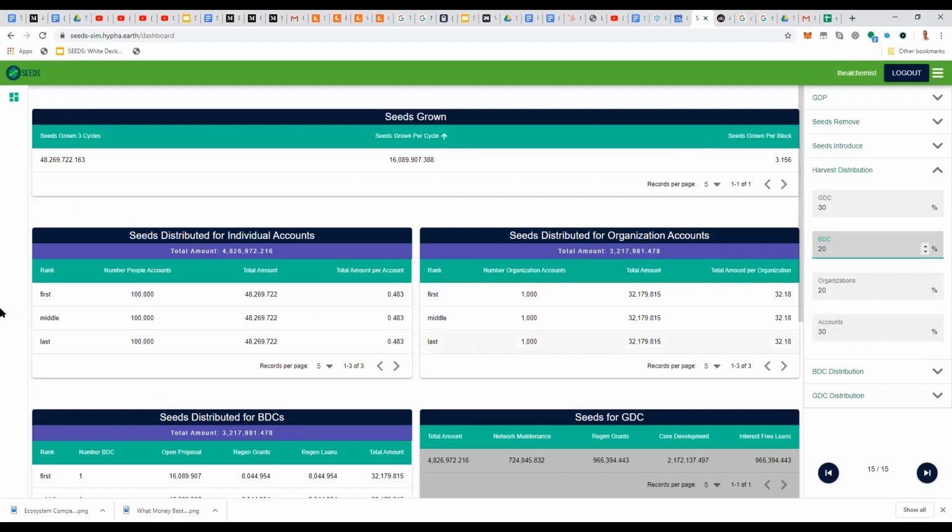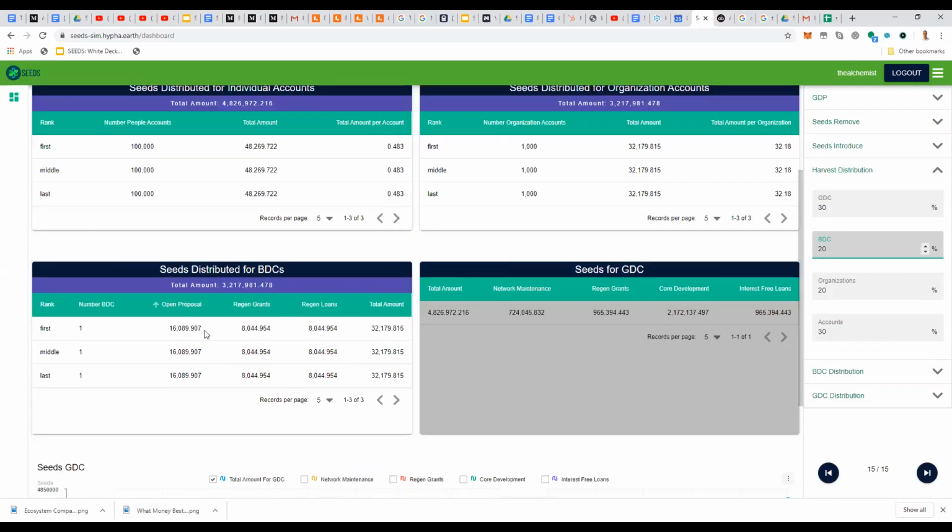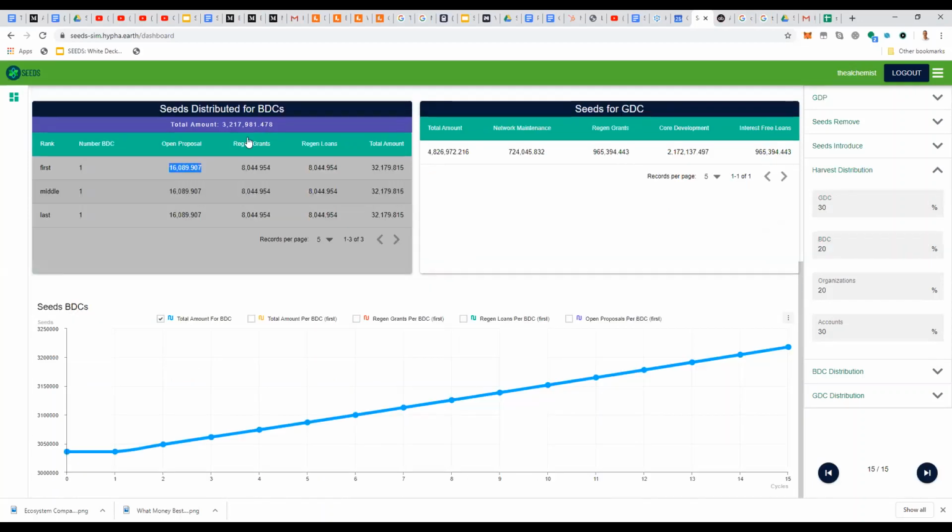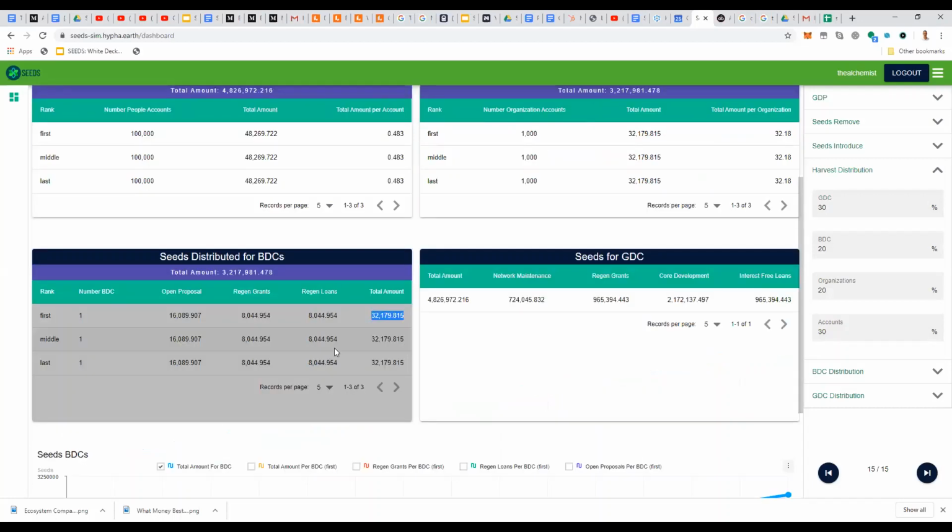So if we have 100 bioregions, we can say, okay, with 100 bioregions, each bioregion's getting 16,000 seeds each cycle for open proposals, and 8,000 for grants and 8,000 for loans. So they're getting 32,000 seeds per cycle in total. And a cycle, for those who aren't aware, is a moon cycle. So it's a little less than a month. So again, we get to look at this and say, all right, we've got 100 communities getting 32,000 seeds, and this is what that looks like.